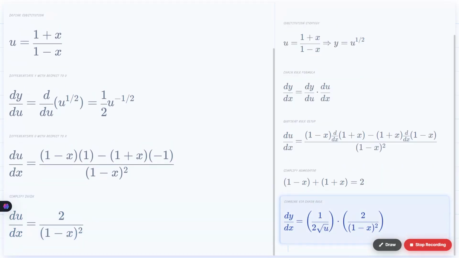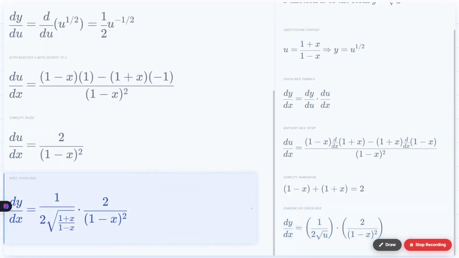We prepare to combine the parts using the chain rule. We do this to bring our two pieces together. The chain rule says we must multiply dy divided by du and du divided by dx. We put x back into the equation, writing u as (1 plus x) divided by (1 minus x). We do this to get our answer in terms of x. This is how we finish using the substitution rule.